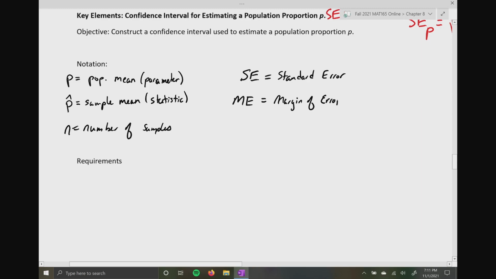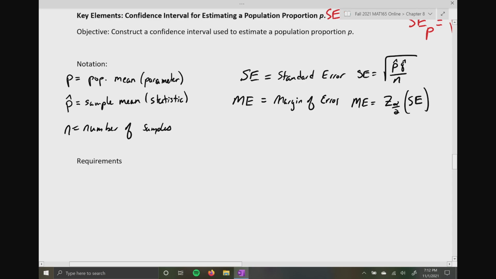All right, so just to differentiate between the two, standard error is equal to the square root of p hat q hat all over n. The margin of error also includes that critical value that we call z alpha over 2 times the standard error, okay?